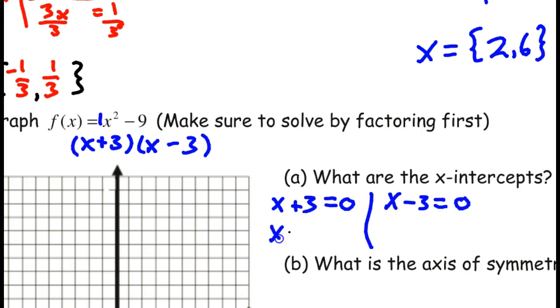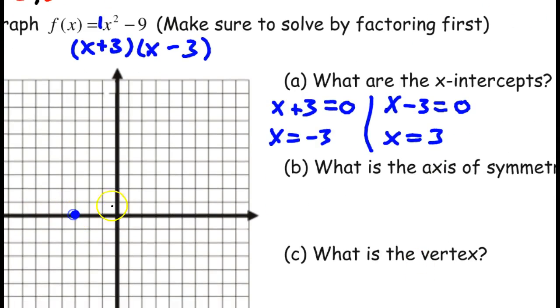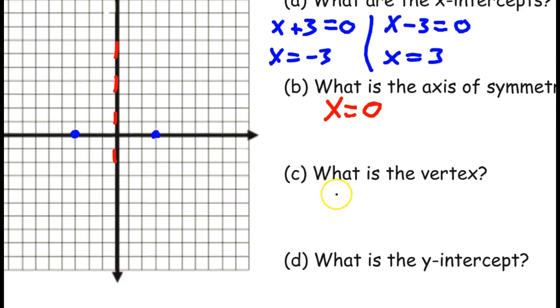And you'll get negative 3 and positive 3. Those are your two x-intercepts. So it's going to be on either side, here and here. Axis of symmetry is right down the middle, right? So it's just x equals 0. So the vertex is on the axis of symmetry as the x.